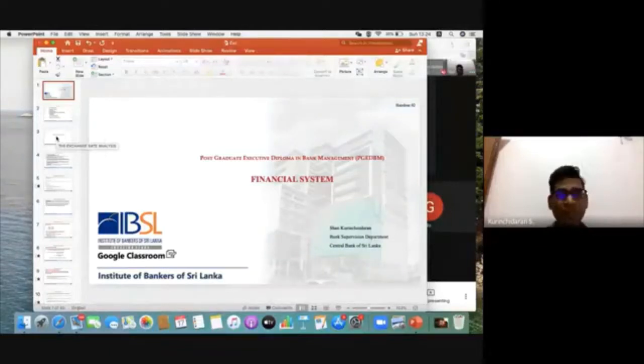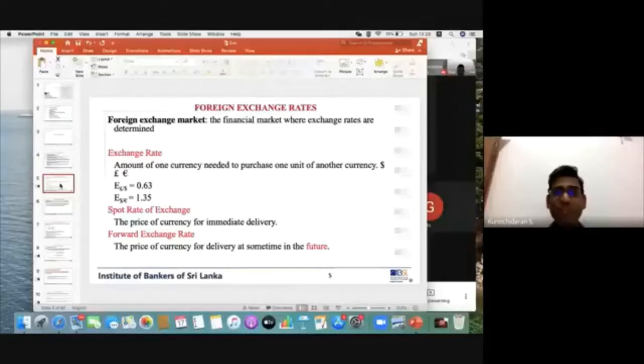So we start with the first kind of introduction to exchange rates. Exchange rates are determined in a financial market called the foreign exchange market, where buyers and sellers quote their price. Ultimately it's the equilibrium, the so-called exchange rate.